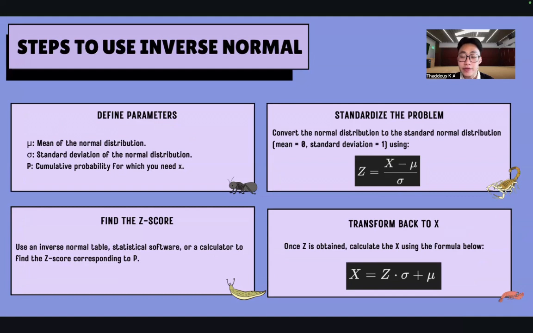And the next one is find the z-score value, using an inverse normal table, statistical software, or a calculator to find the z-score corresponding to p. And after we successfully obtain the z-score value, we can move to the next step, which is transform back to x. And we can calculate the x using the formula below.